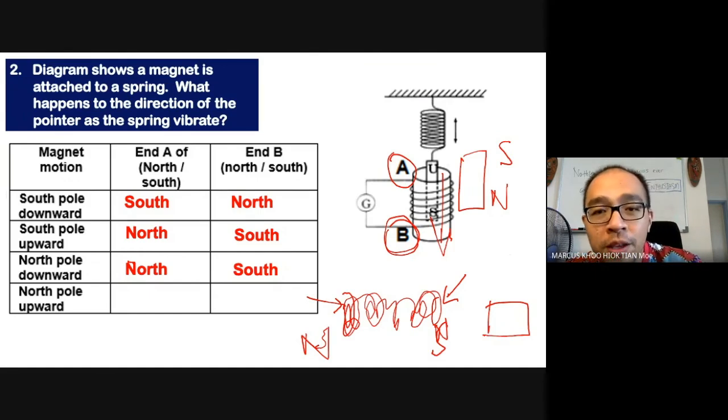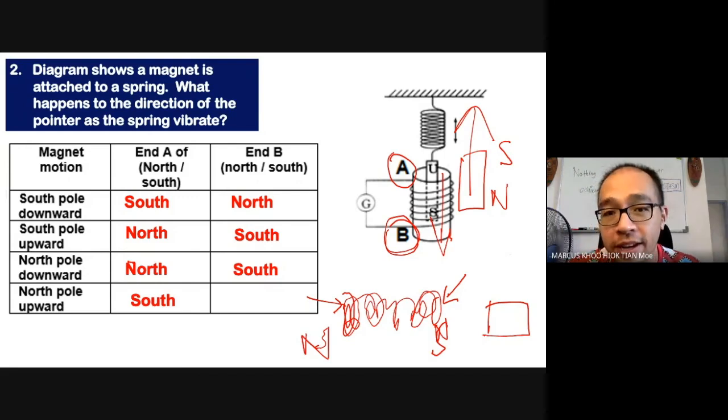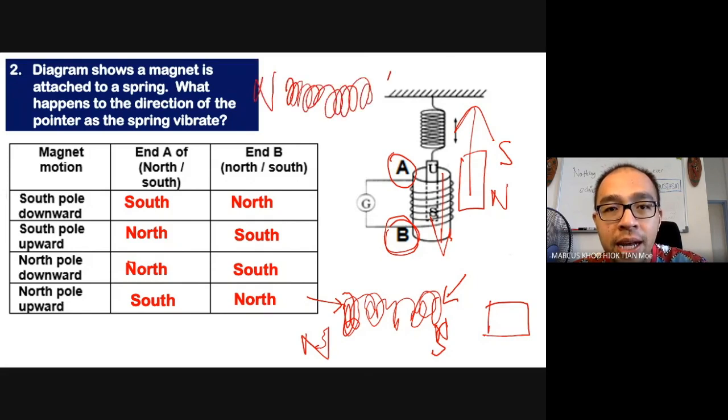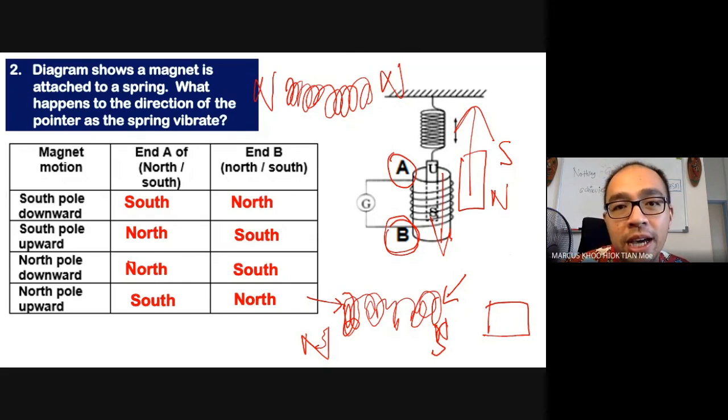So if you move the north pole upwards, it's going to become south and the other side is going to become north. There is no situation at all, let me tell you, where the solenoid can have one side become north and the other side also become north. It would go against every law in this world. So cannot. If one side becomes north, the other side must become south. Cannot have both north and cannot have both south. Otherwise there'll be a very big confusion happening in the magnetic side.